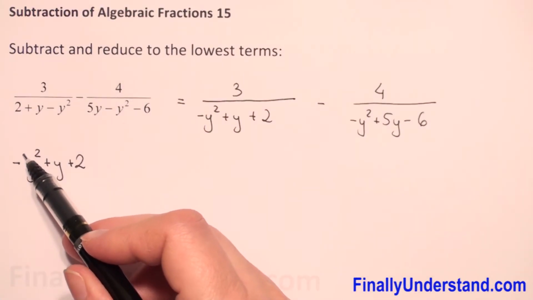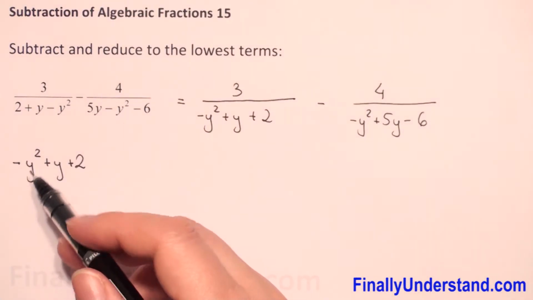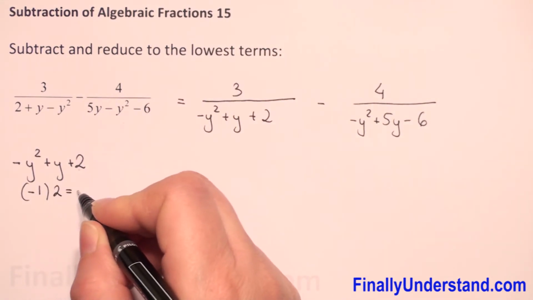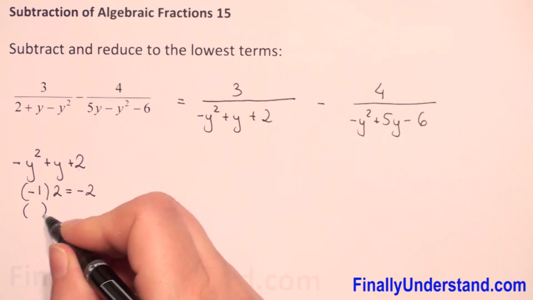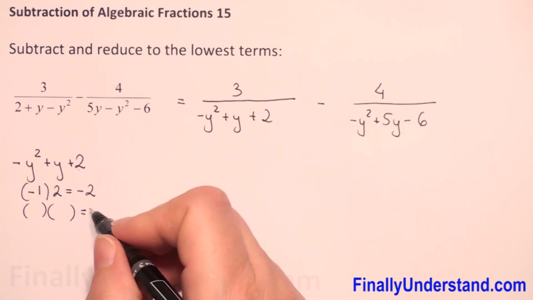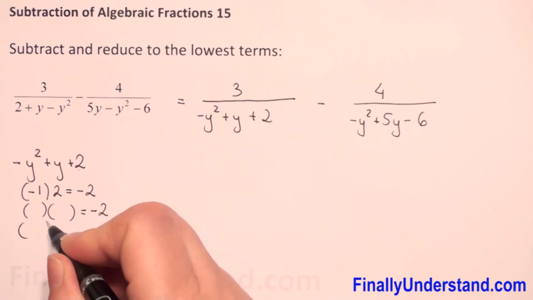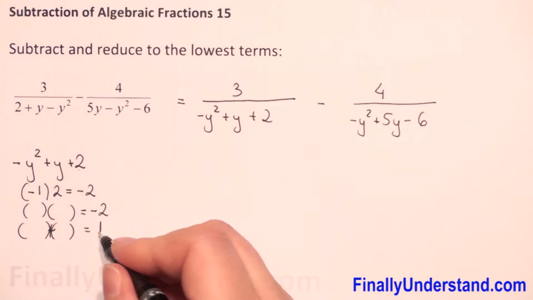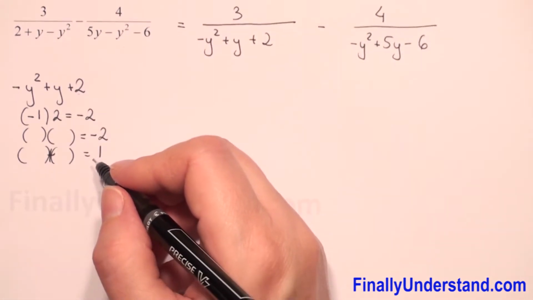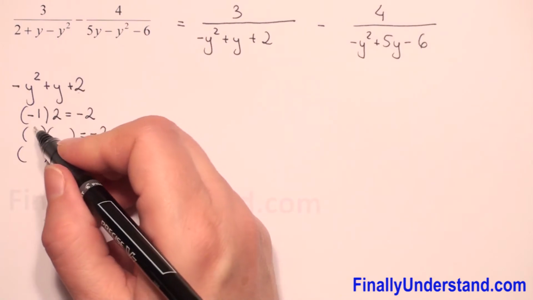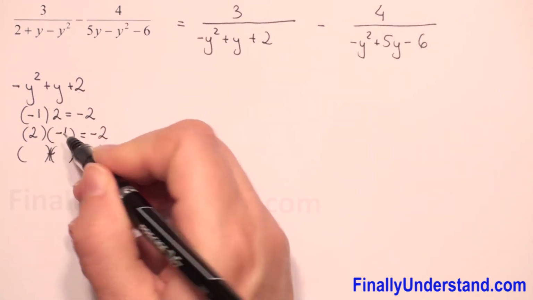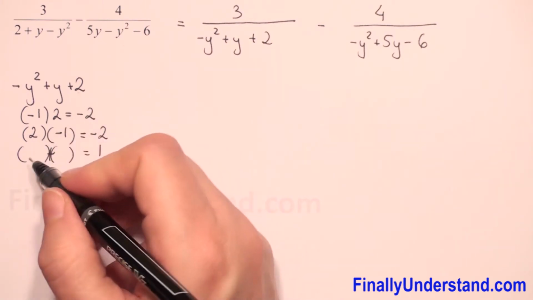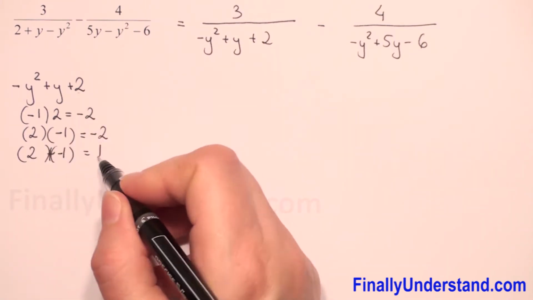Because I have an invisible negative 1 here, I have to multiply negative 1 times the constant. This is negative 2. It means I have to find two numbers which I multiply, and I will have negative 2, and when I add these two numbers I will have 1. The coefficient before y is 1. So this is 2 and negative 1. 2 times negative 1 is negative 2, and 2 plus negative 1 is 1.